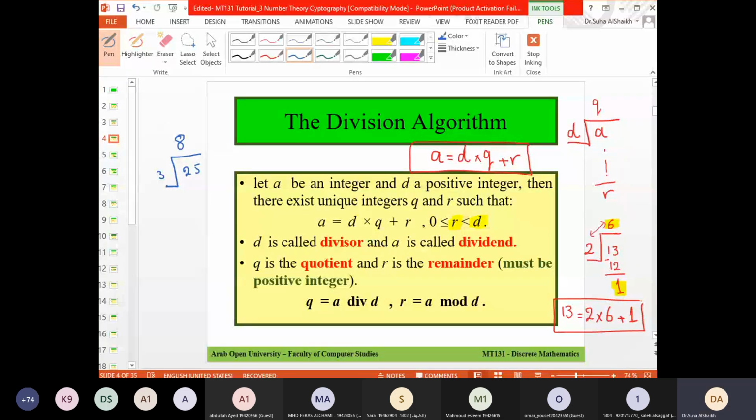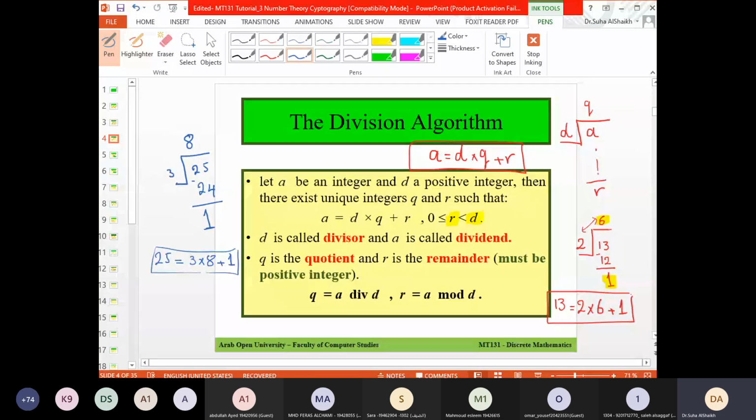Now multiply the 8 with the 3. The result is 24. We subtract, the remainder is 1. I'm going to stop, because the remainder is less than the number I'm dividing with. So we stop here. So this is the division. So I can say 25 is equal to the number I'm dividing by, 3, multiplied with 8, plus the remainder 1. And this is the division algorithm. Exactly.